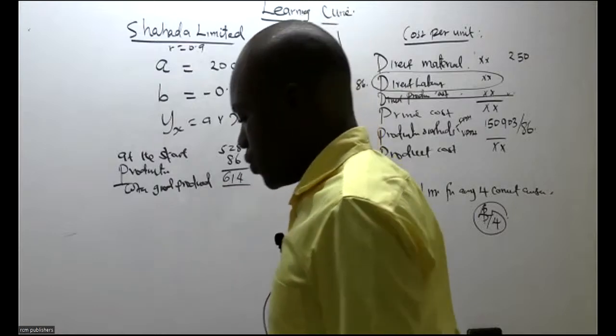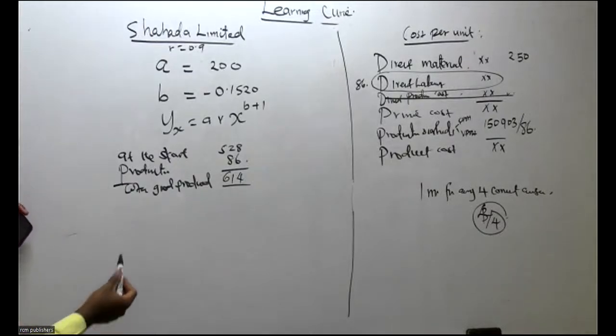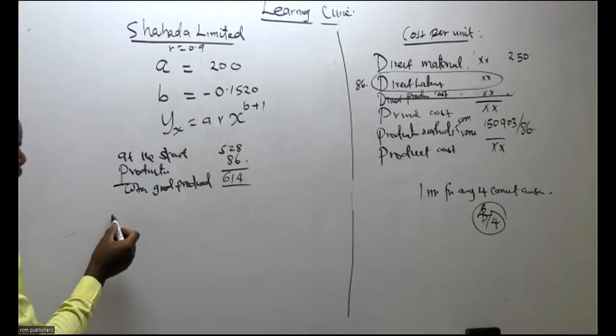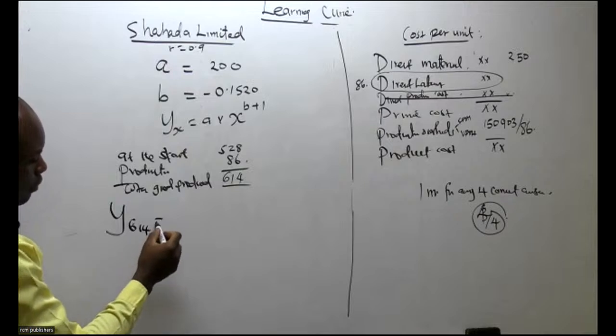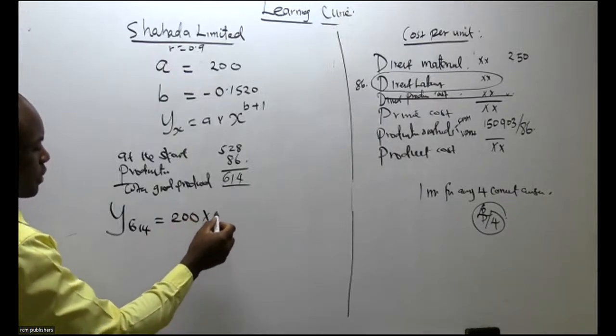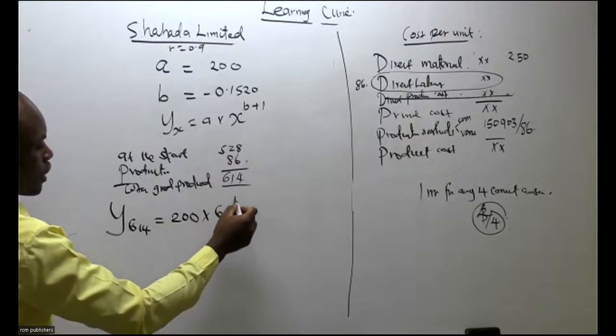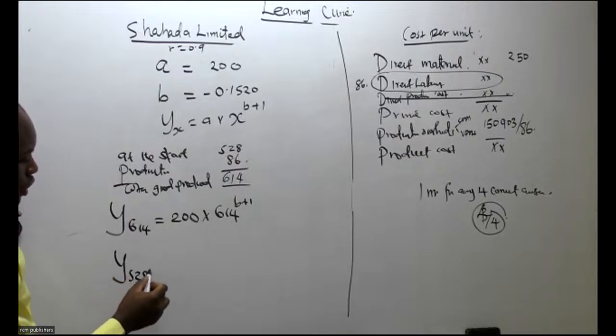So look at it. How do I get the total time taken to produce 86 units? It will be the time taken to produce the first 614 units, which is the time taken to produce the first unit times 614 raised to power b plus 1. Then I need to get the time taken to produce the first 528 units.